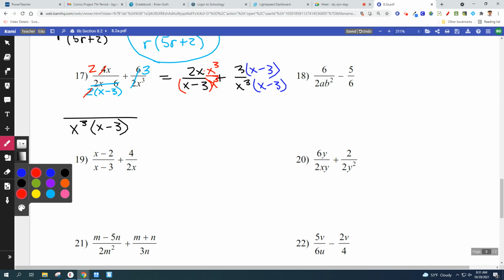Look at what we have on the top. Over here on the left side, we have 2x times x cubed. That's 2x to the fourth. And then over on the right, you've got plus 3 that's going to need to get distributed there. So that's going to be plus 3x. And plus 3 times minus 3 is minus 9.